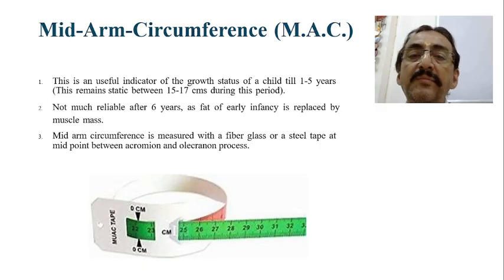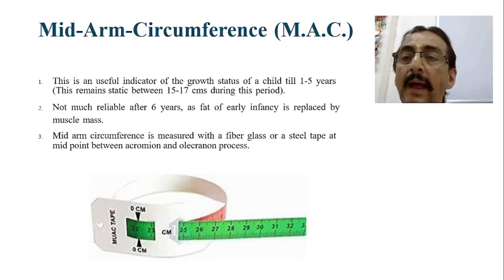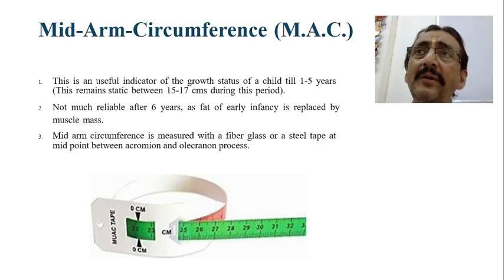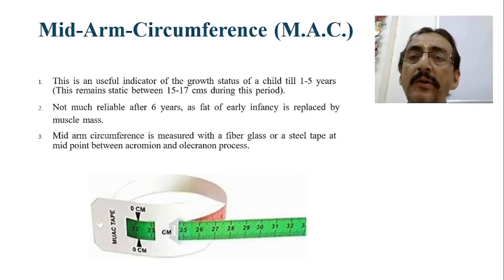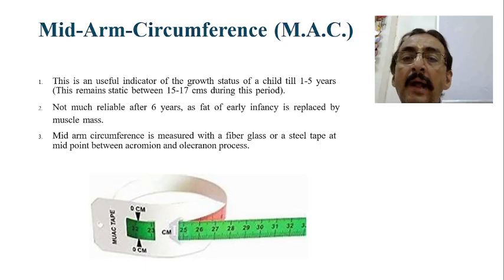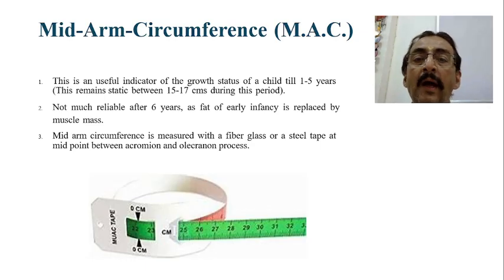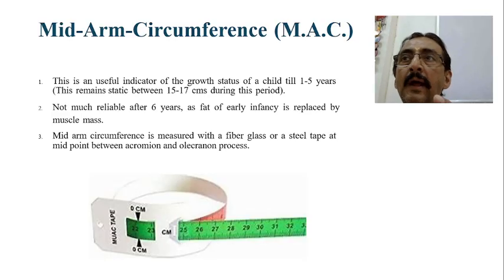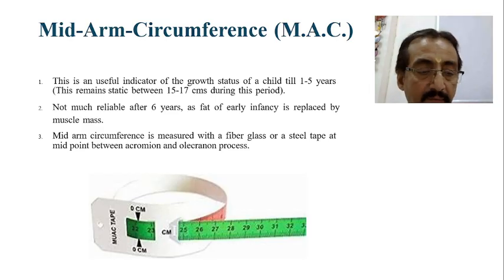Mid-arm circumference is measured with a fiberglass or a steel tape at the midpoint between the acromion process and olecranon process. Now, what exactly is the point where you have to take the measurement? You have to point out the acromion process of the scapula and the olecranon process of the ulna. Take the length, draw your line, and afterwards take the midpoint, that means divide it into two equal parts. That midpoint refers to the area of the deltoid muscle and its insertion, that means the bulk of the deltoid muscle, and that is the right area to take the mid-arm circumference.